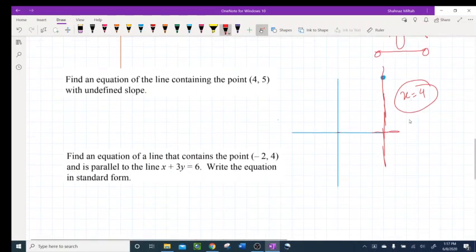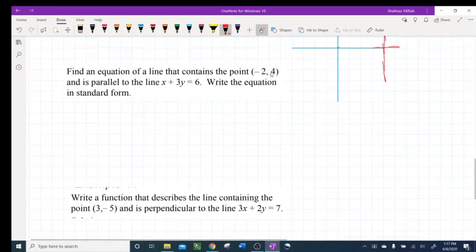Find equation of the line that contains the point negative 2, 4 and is parallel to the line x plus 3y equals 6. Write the equation in standard form. Okay, so -2, 4 is one of my points, and the line is parallel to this. So what we're going to do, first things first, let's make sure that you understand all the steps here, guys.